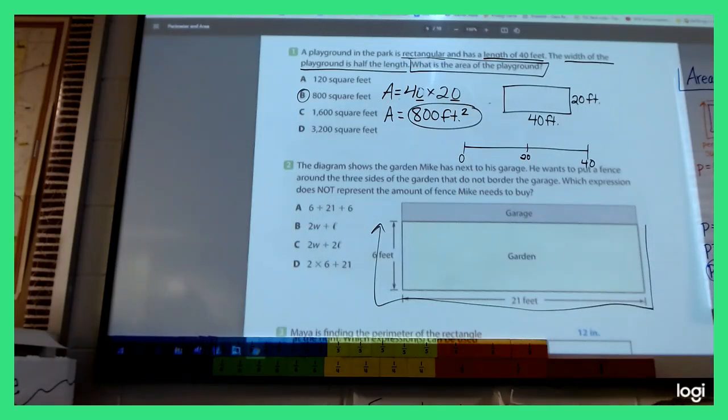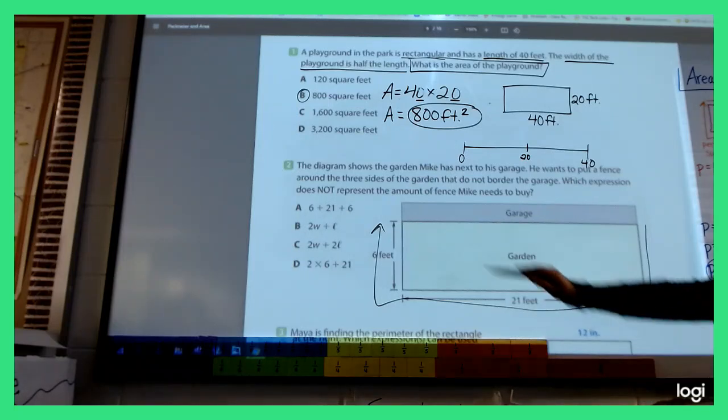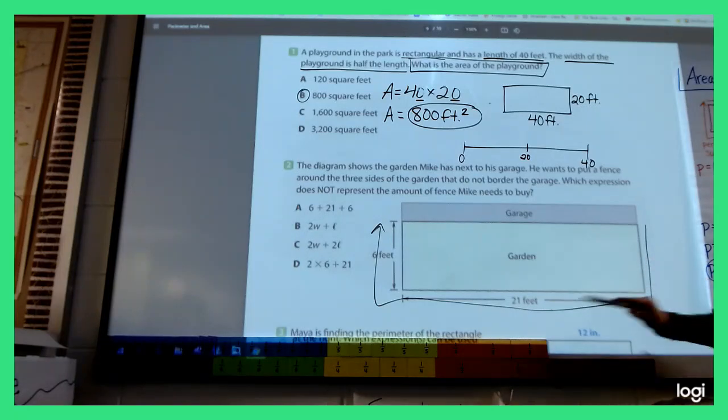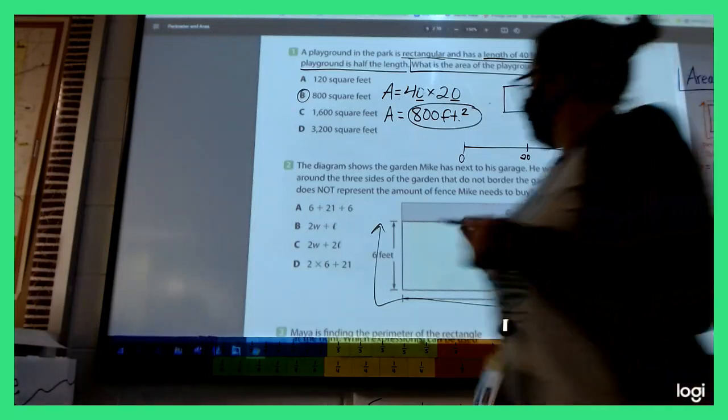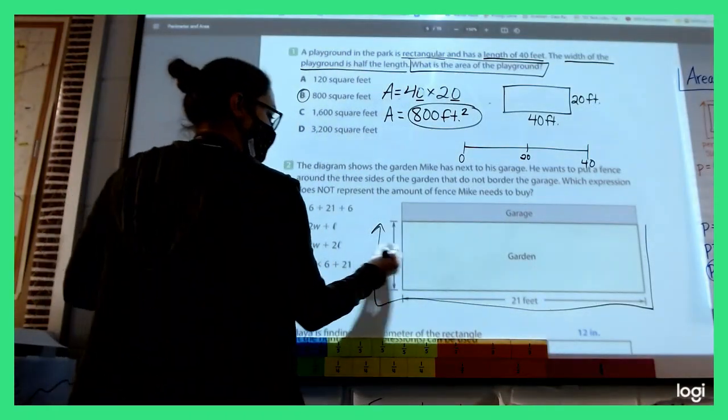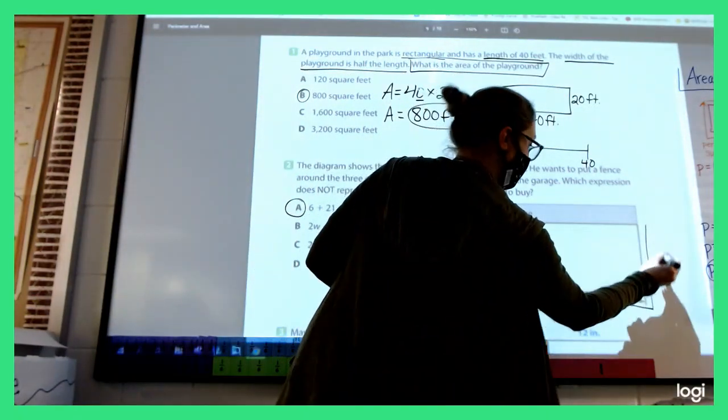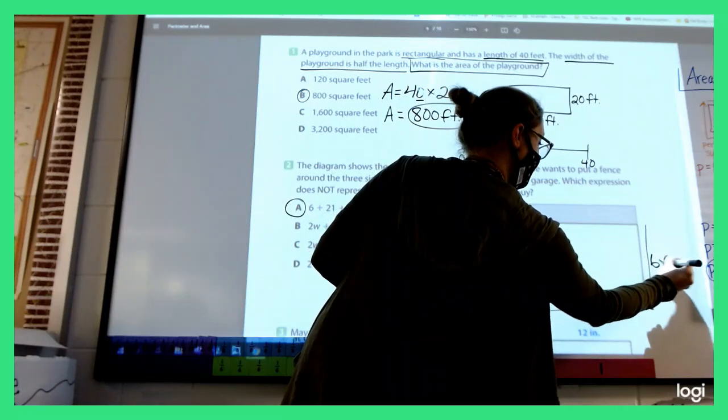All right, well, let's think about letter A. If I add 6 feet, 21, and 6 feet, will that give me the fence amount that I need? Josiah says yes. Anyone else agree with Josiah? Okay, good. I agree. We need to add up those 3 numbers, however they are showing in the equation. This is also a 6.